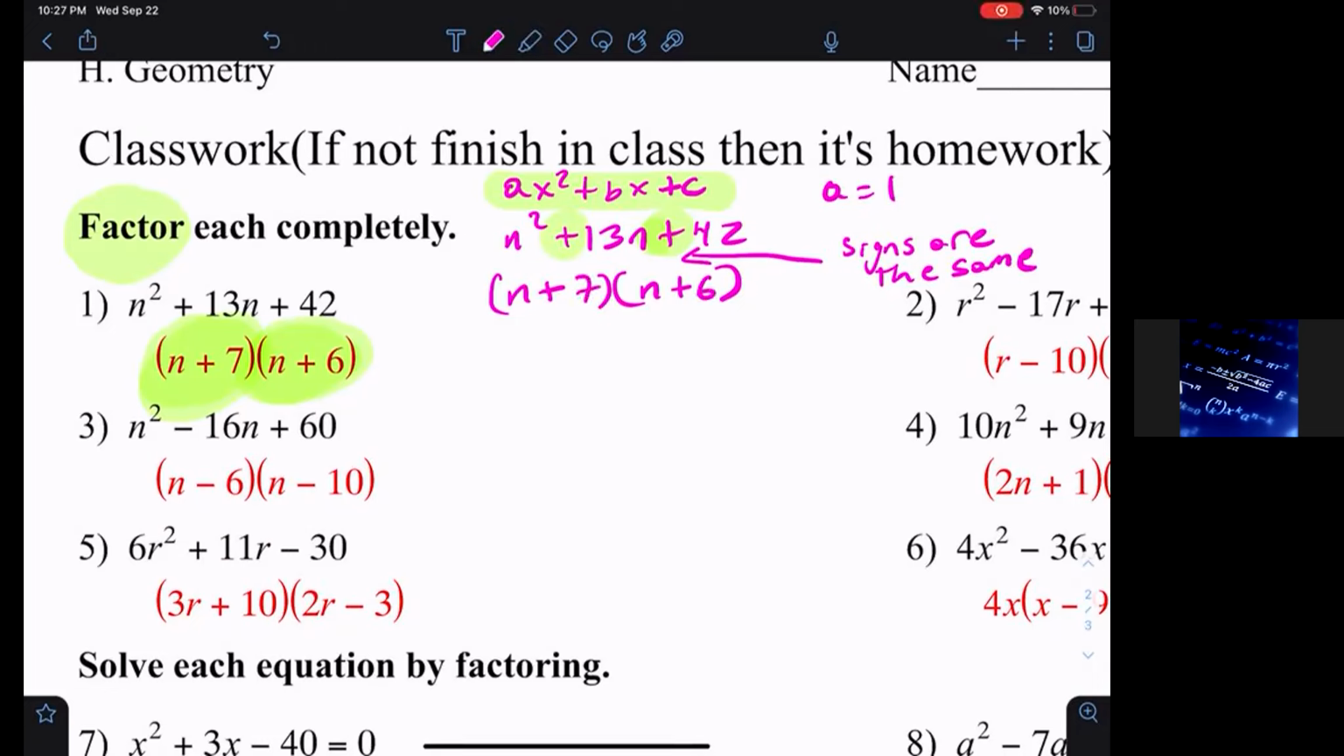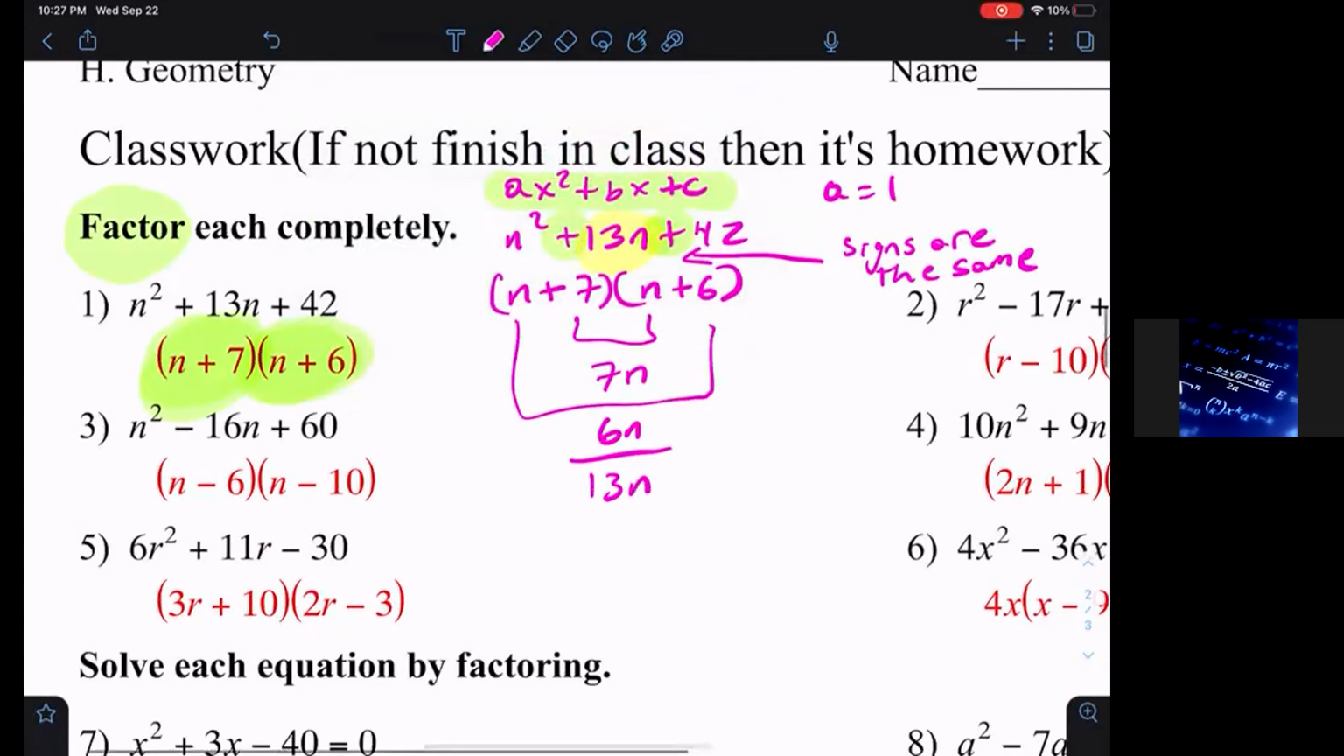Because 7 times 6 is 42, and to get the middle term, which is this one, you just need to combine like terms. So this is going to be 7n, and this is going to be 6n. If you add them, you get 13n, right? So that's the middle term. That's how you know if the factoring is correct or not. And to get n squared, you get n and n. Remember, n times n is n to the second power. So that's how you know that this is the correct factoring, right?